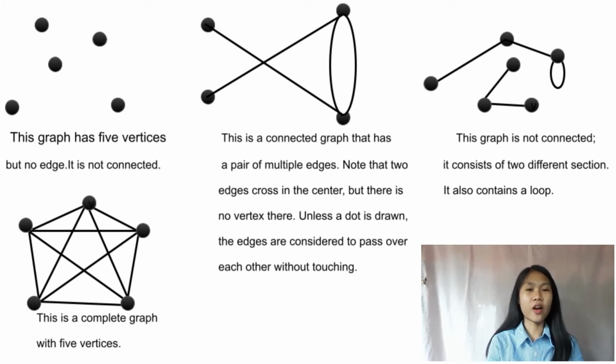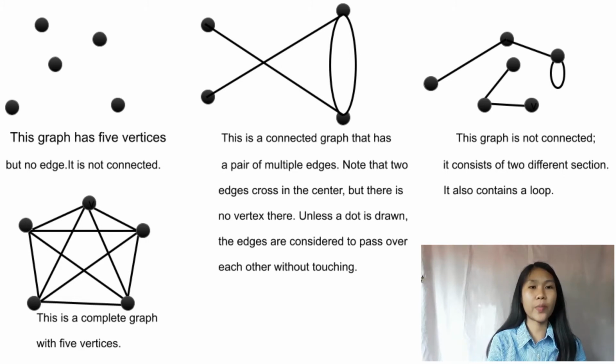The first graph has 5 vertices but no edges. It is not connected. The second one is a connected graph that has a pair of multiple edges. Note that the 2 edges cross in the center, but there is no vertex there, unless a dot is drawn. The edges are considered to pass over each other without touching. The third graph is not connected. It consists of two different sections. It also contains a loop. The last graph is a complete graph with 5 vertices.